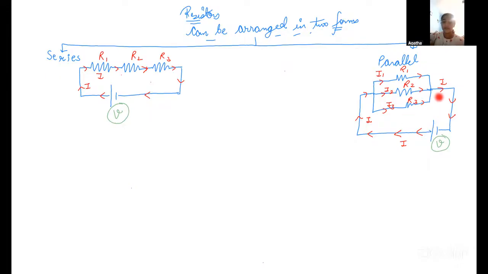Okay. Now, everyone please pay attention. We know Ohm's law formula, which is V equals IR.